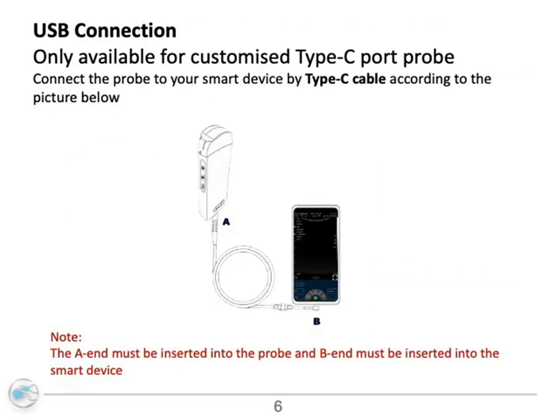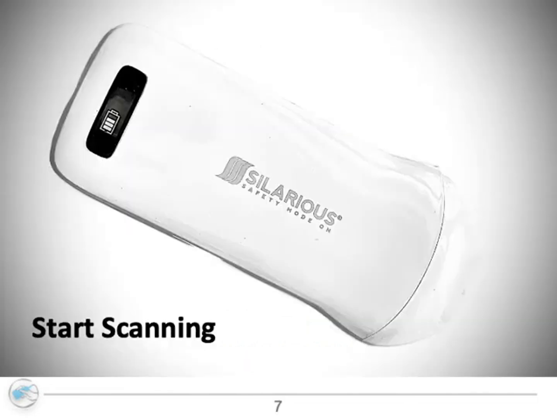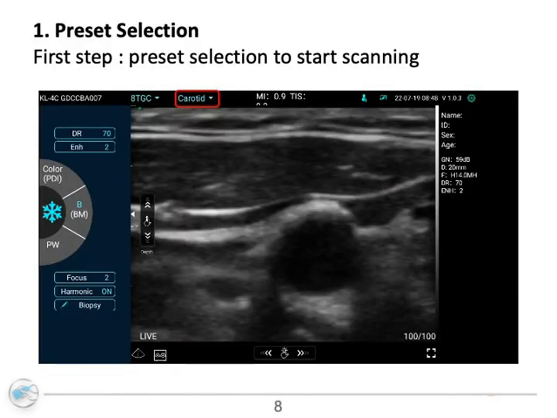Note, password is the serial number of the probe, all in small letters. USB connection. The USB connection is only available for customized Type-C port probe. Connect the probe to your smart device by Type-C cable according to the picture below. Start exam. Preset selection. First step. Preset selection to start scanning.